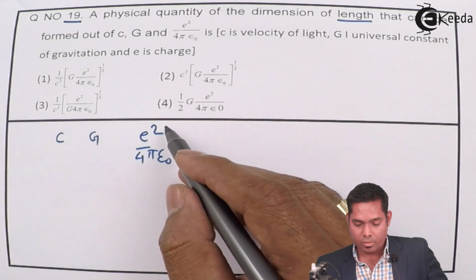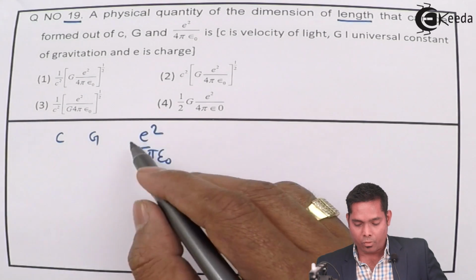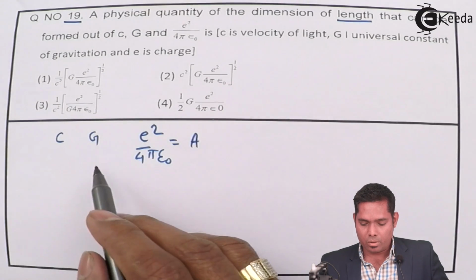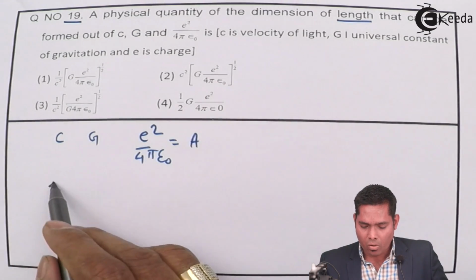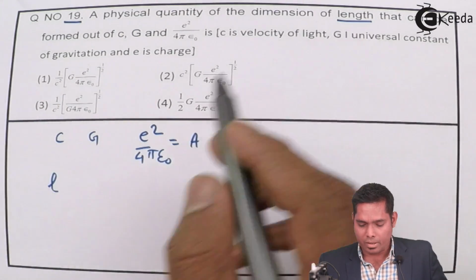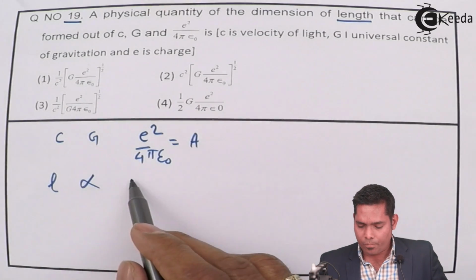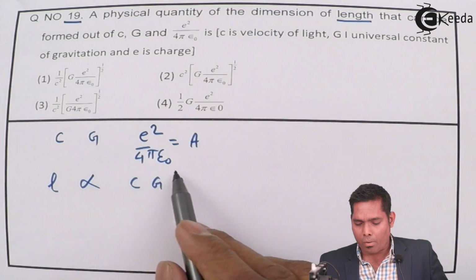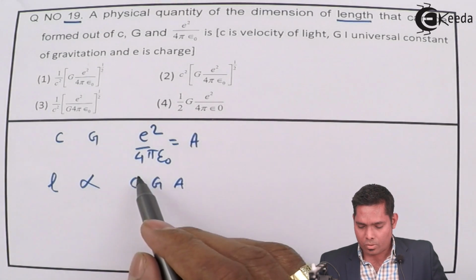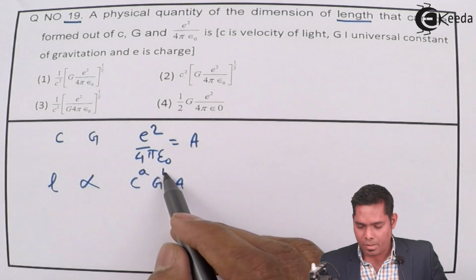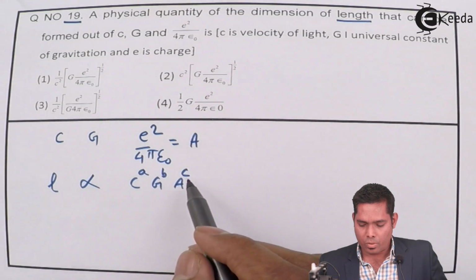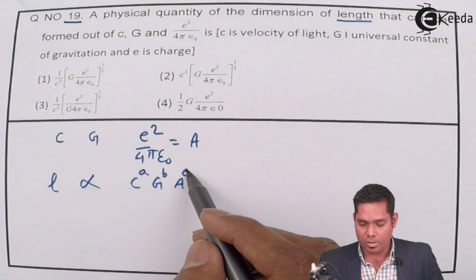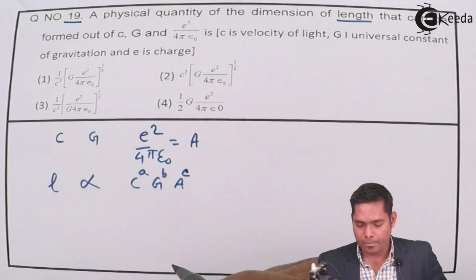I'll use A as the symbol for this one. So the length, the quantity L, depends on c, G and A. A stands for this value. What is the power that you have to find? Suppose the powers are a, b and c. You might get confused, but no problem. This is a small c that I'm using as the power of A.